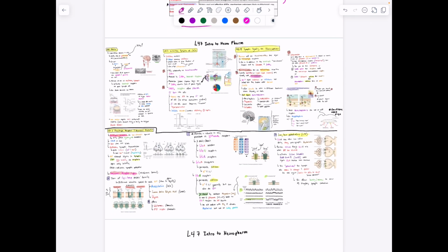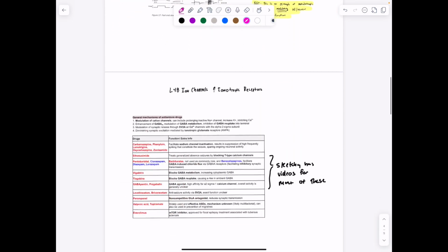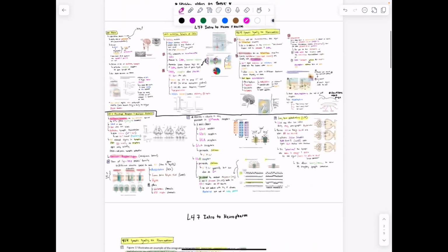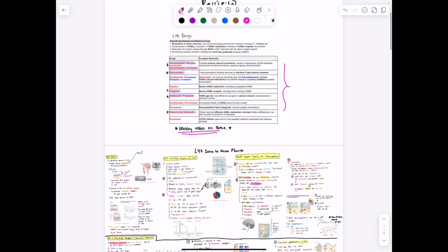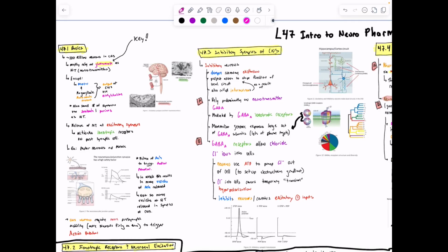So basically, starting with neuropharm, we're just going to talk about neurotransmitters and then neuromodulators and the different receptors, and that's pretty much it. And then we'll talk about the anti-seizure drugs as we talk about those receptors as different targets and the different neurotransmitters in this first part.